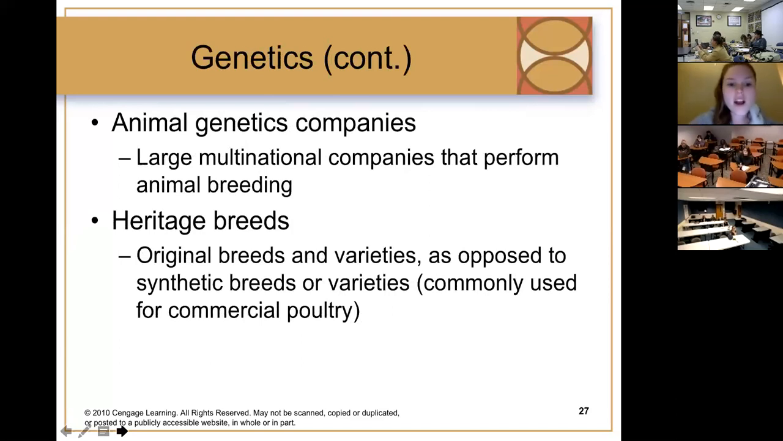So there are different animal genetics companies. Those are basically just large multinational companies that perform animal breeding. You have heritage breeds, which are the original breeds and varieties. As opposed to synthetic breeds or varieties, you have the original breeds that you can then go back to and get the genetics from. Those are called heritage breeds, and those are commonly used for commercial poultry production.